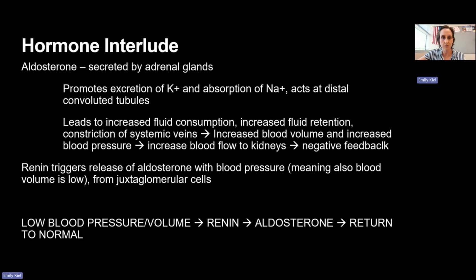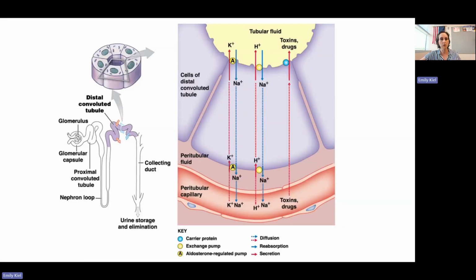There's a reason that's not what I do, but when you don't have aldosterone, you have a high potassium and a low sodium. When you do have aldosterone, you are losing potassium and you're absorbing sodium. So those are all our little hormonal interludes that we're going through.